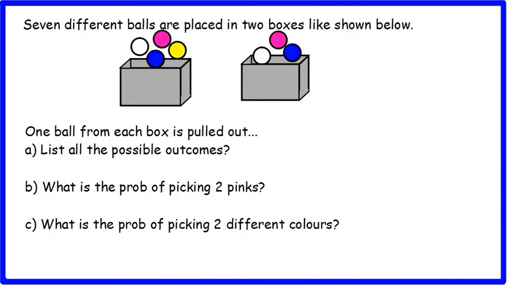Seven different balls are placed in 2 boxes like shown below. 1 ball from each box is pulled out. List all the possible outcomes. I'll do that first of all. Okay, so this is part A.